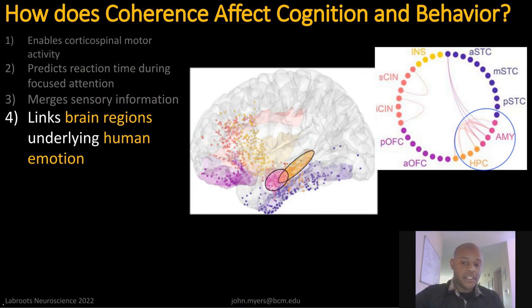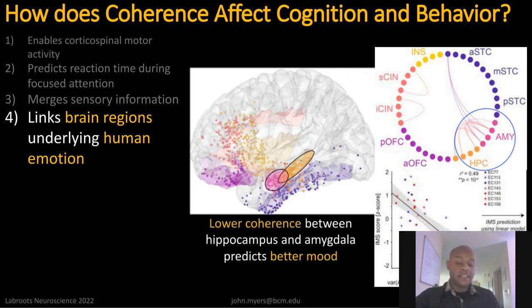Now, synchronization between these areas can predict mood scores. Memory as well in other studies. But here we're talking about mood. And so lower coherence between the hippocampus and the amygdala predicted mood in this study. And so which suggests that an increased synchronization between the highly well-known emotional center of the amygdala and the highly well-known memory center of the hippocampus. Greater synchronization between those areas predicts worse mood.